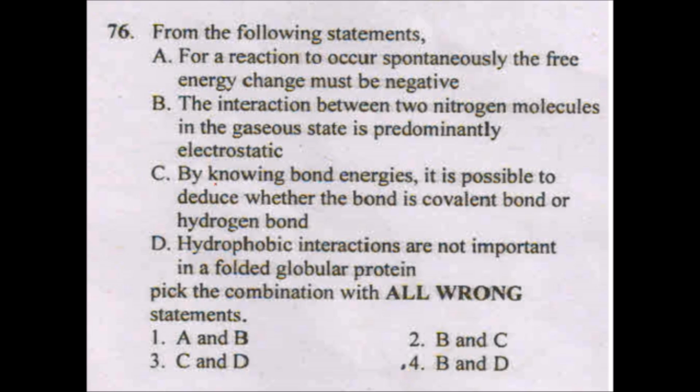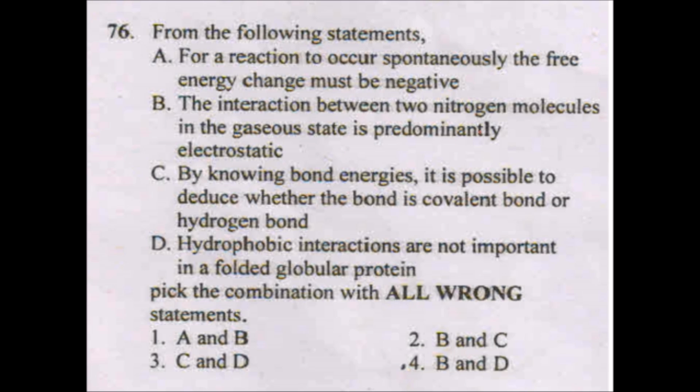Next question is, from the following statements, for a reaction to occur spontaneously, the free energy change must be negative. It's true, because for a spontaneous reaction, delta G is negative, for equilibrium it is 0, and for a non-spontaneous reaction, delta G is positive.